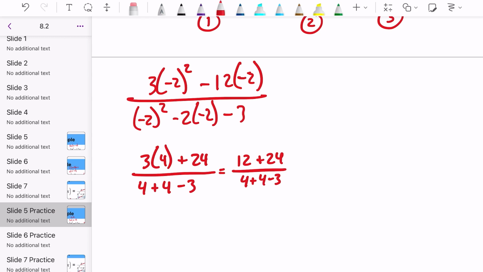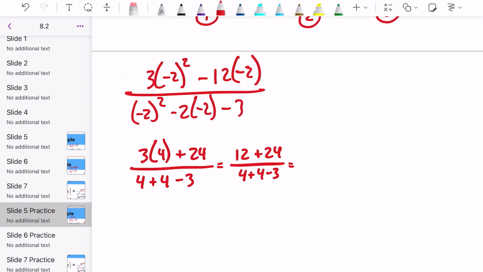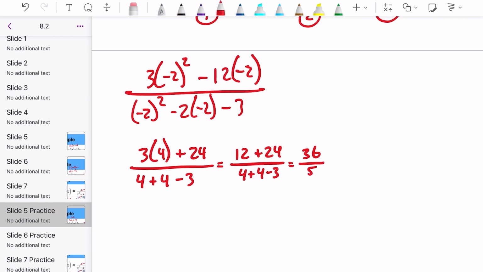In this case, we will end up with 36 over 4 plus 4 is 8 minus 3 is 5. 36 divided by 5 would leave us with 7 1/5, or we can write this as 7.2.